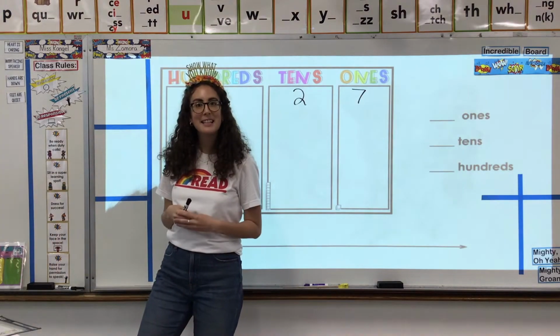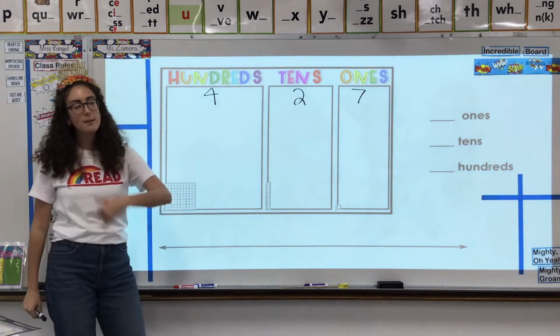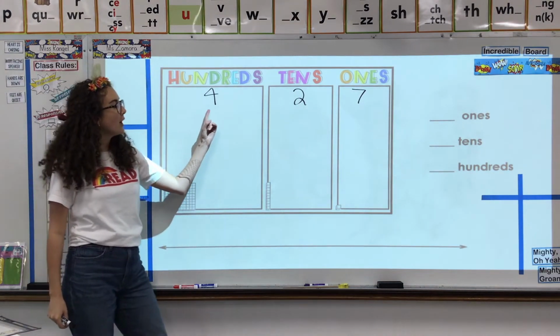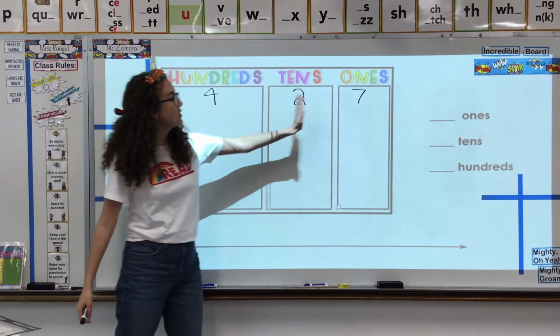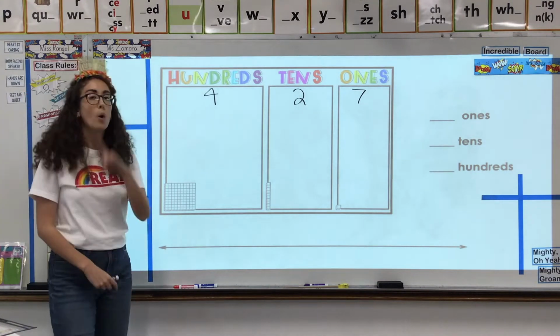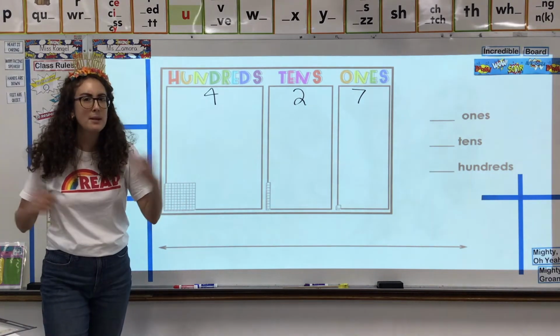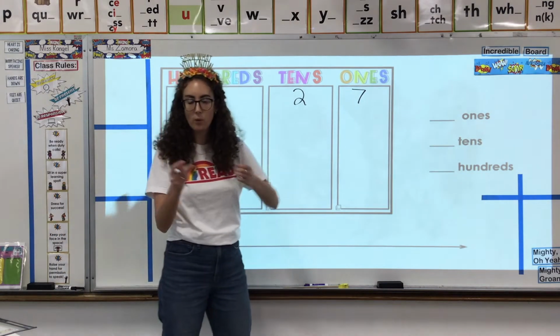Okay, you got a nice clear board. Let's check out our next number. So this number, second grade, is 427. So in 427, let's take a look. How many ones are there? How many ones? There's 7 ones, of course.